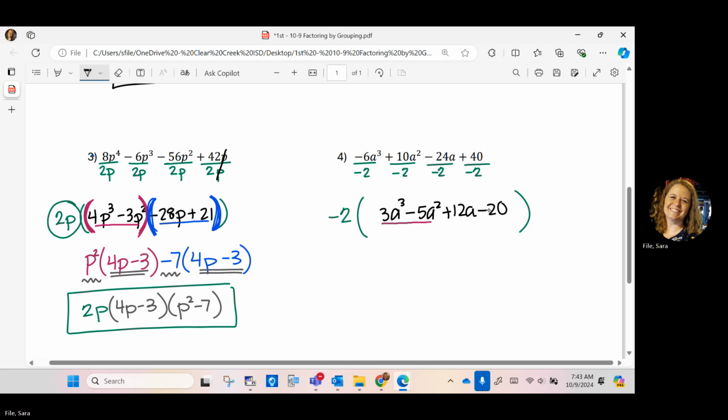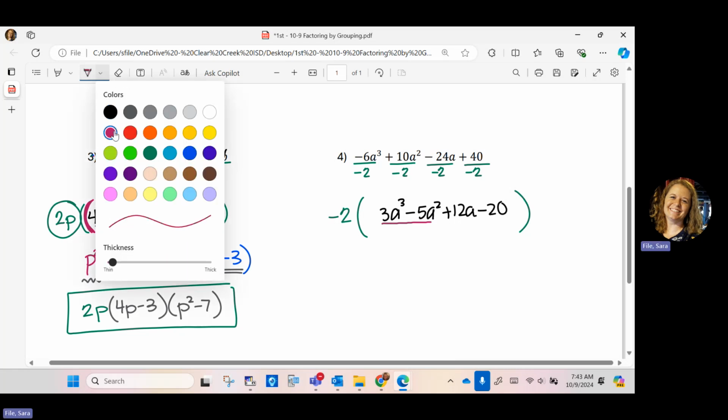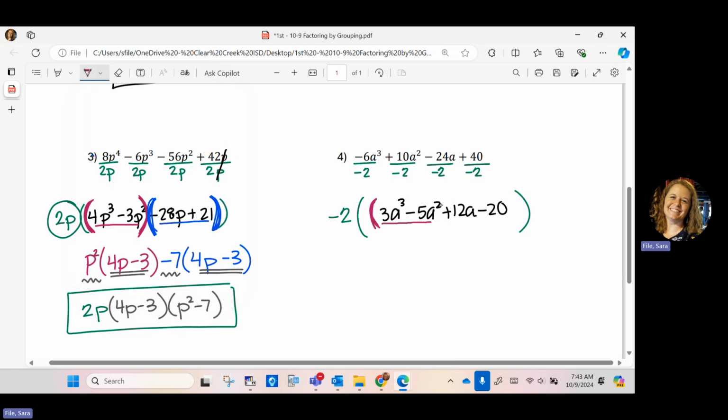Is everybody okay with what I just changed? I just divided out the negative. Okay, so now I'm going to do my grouping again. So my first group is here.